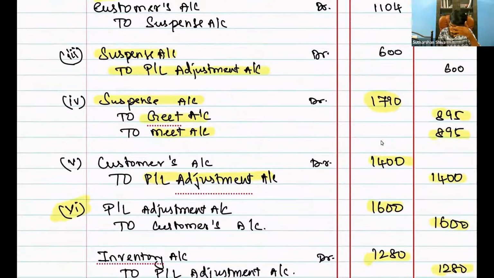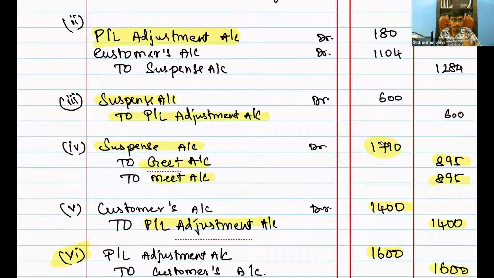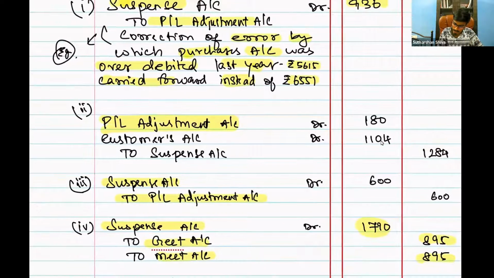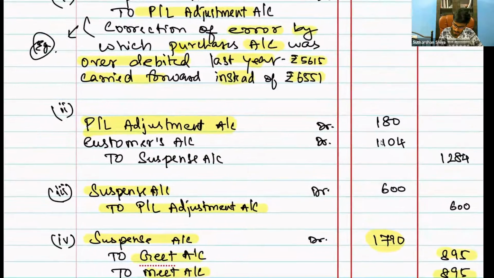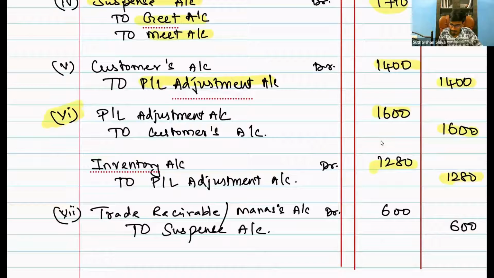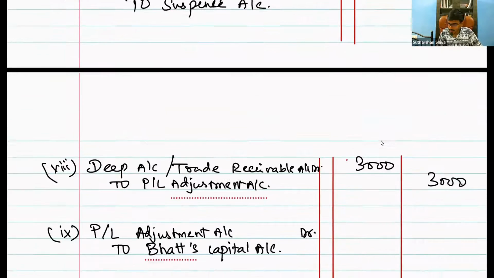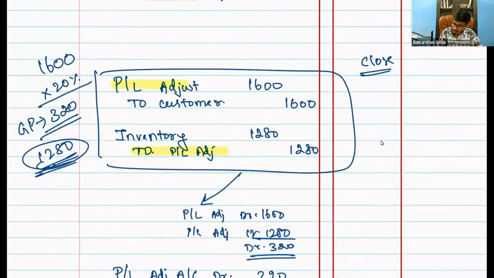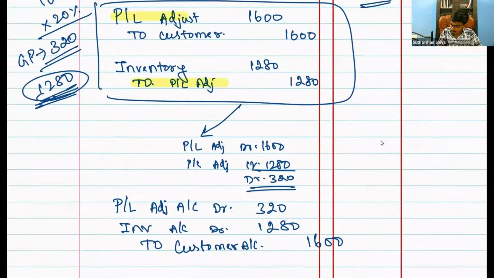We'll do a quick calculation. The final entry you need to pass. In that question, the critical point which you need to note is this one. The ninth entry, which we need to pass: P&L adjustment to Butt. It can be Butt capital account debit to P&L adjustment. For this question, it is P&L adjustment to Butt. For that, I will tell you one thing. First, what you will do, simply prepare the P&L adjustment account.